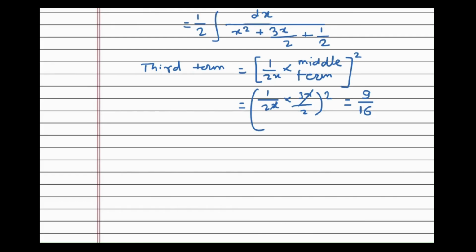So the integral will now become I is equal to integration of dx over, here is 1 by 2 outside, x square plus 3x by 2. Here we add the third term. The objective of adding this third term is to make the complete square.